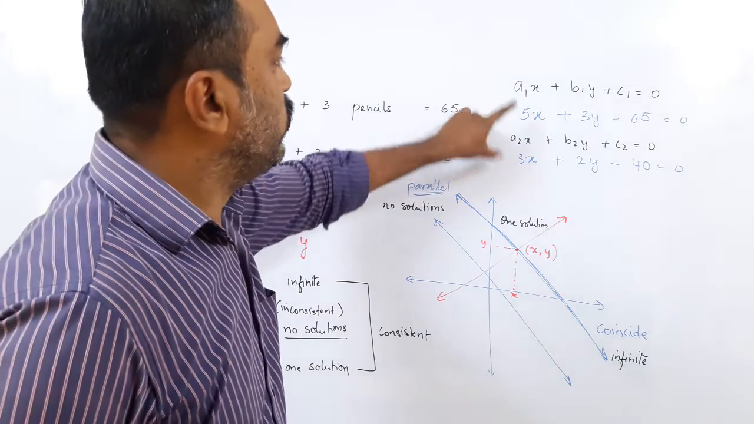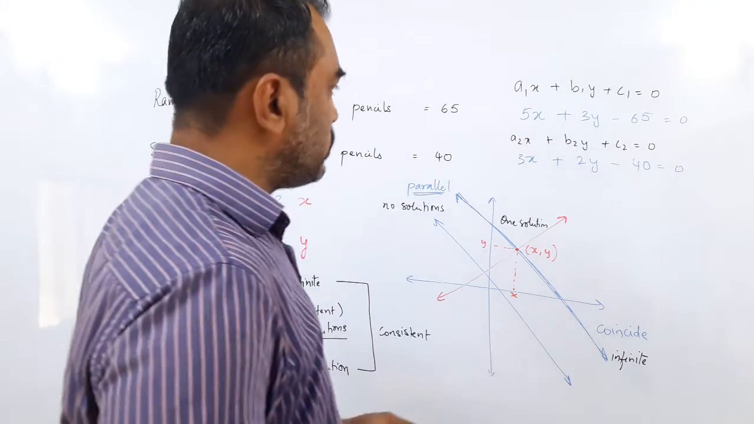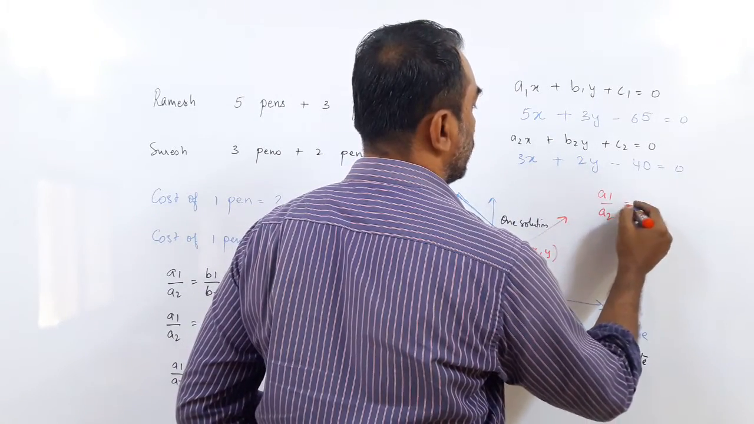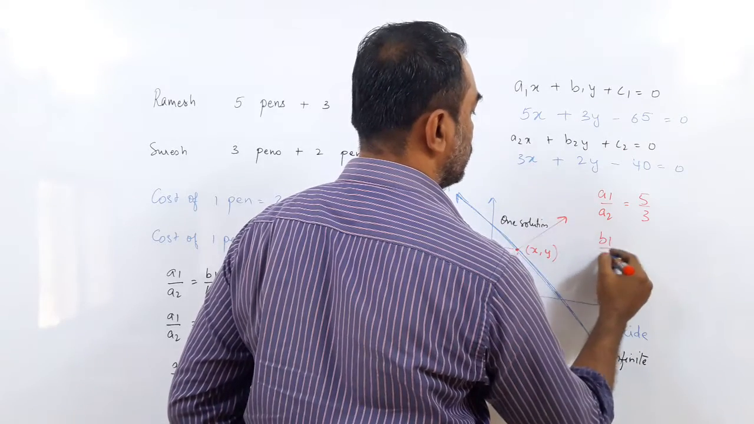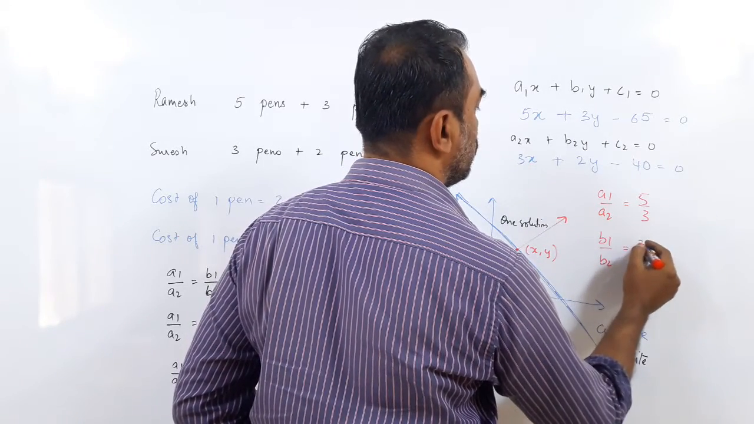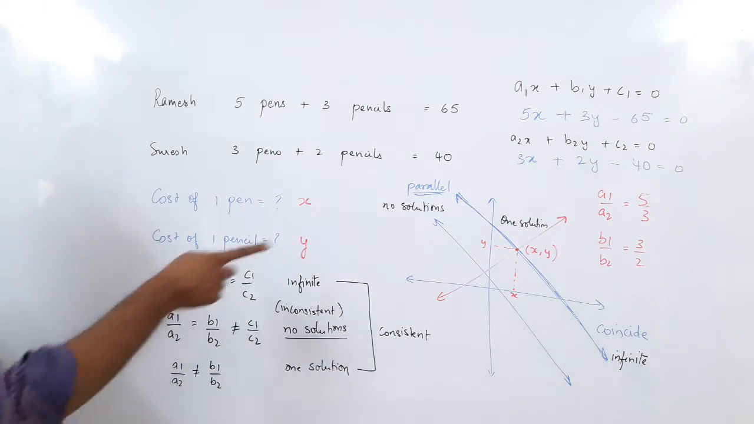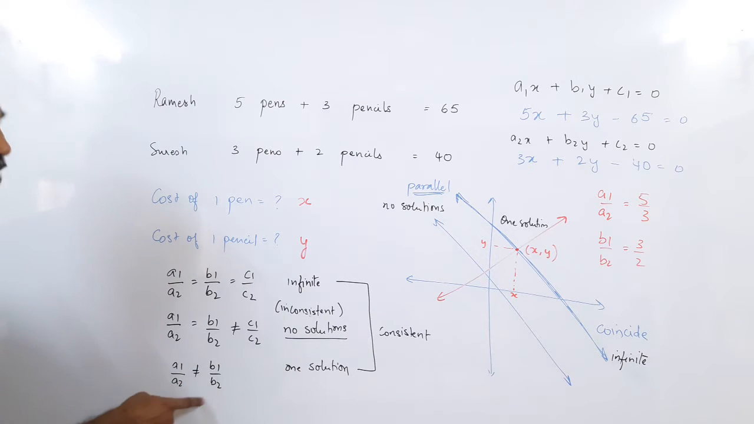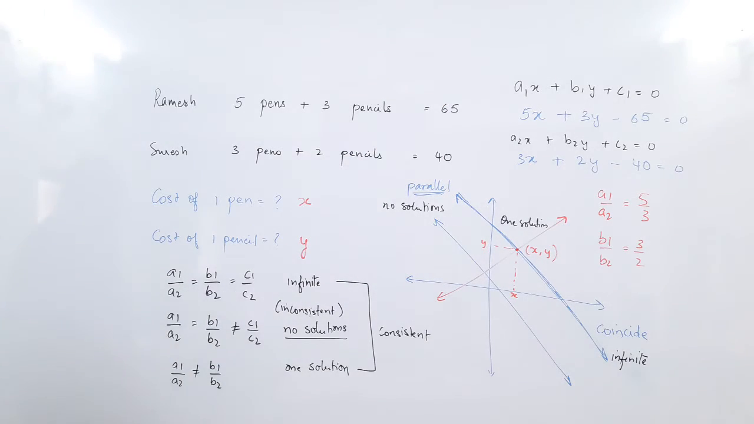a1 upon a2 is 5 upon 3. b1 upon b2 is 3 upon 2. So look at the condition: 5 upon 3 is not equal to 3 upon 2. So a1 upon a2 is not equal to b1 upon b2, and this will give us one solution. Keep this in mind.